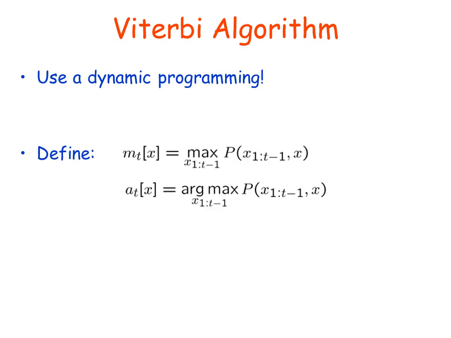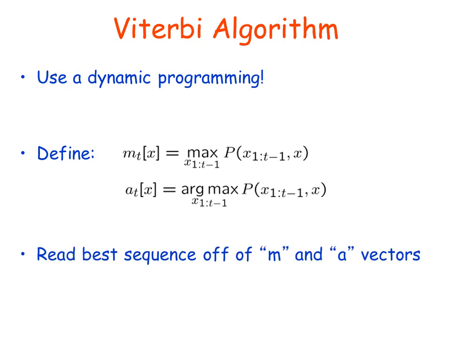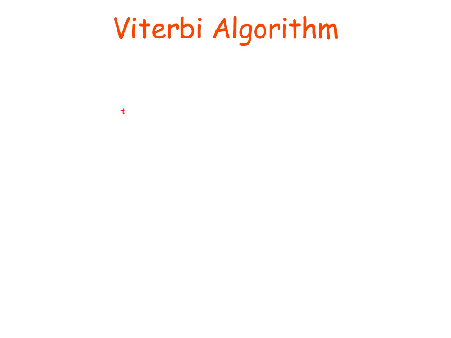Let's define some notation. mtx is the maximum probability of x1 to xt, where the last state xt is fixed to x, and atx is the best sequence of states which achieves this maximum probability. Then it's obvious that we can read off the best sequence out of the m and a vectors. Let's derive the recursive formula which leads to the Viterbi algorithm.